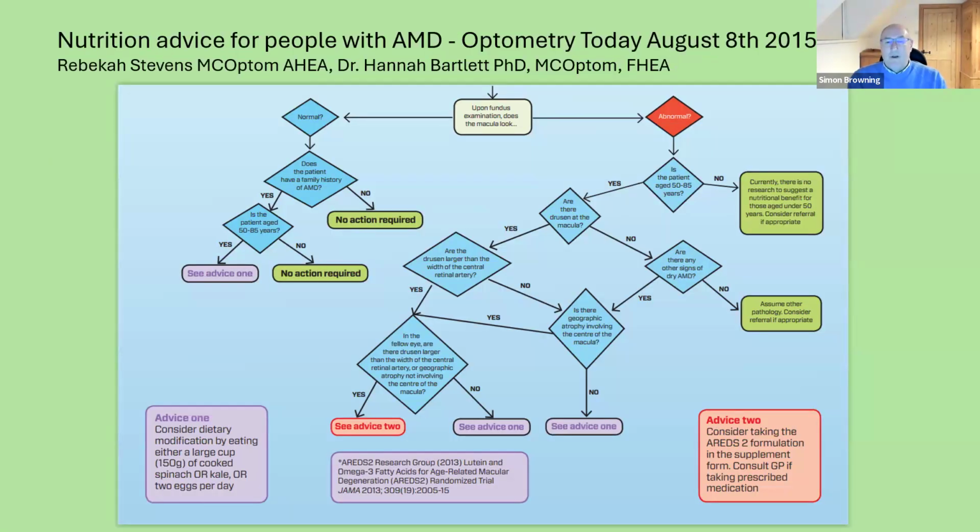And I'm not going to spend a long time going through this, but this actually came out in 2015. And it's a beautiful flow diagram. It's still relevant nowadays. And do have a look at that because it's a flow chart as to what you should be doing with patients. And you'll see most of them are advice 1, consider dietary modification. Late on, AREDS2 formulation medication, but in most people, we're looking at dietary modification.